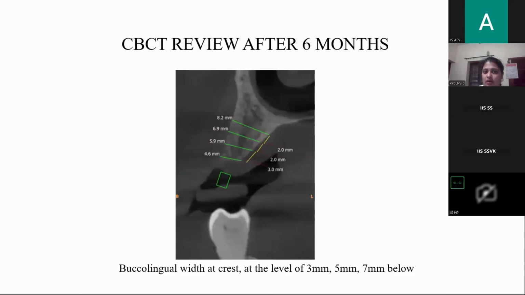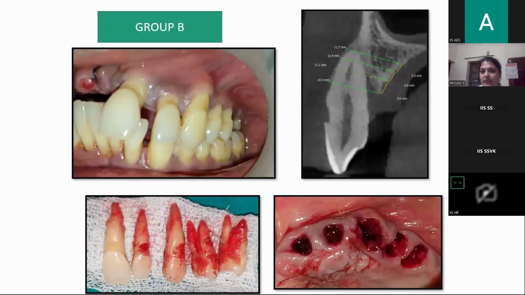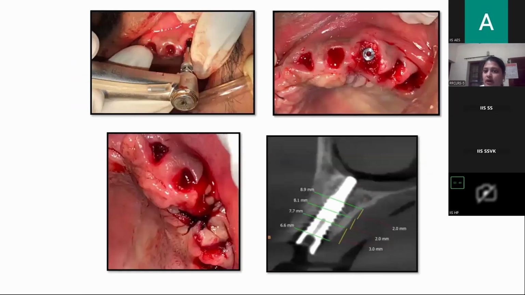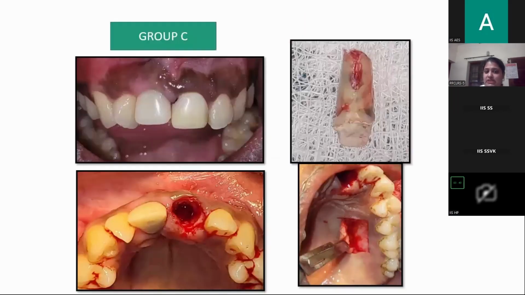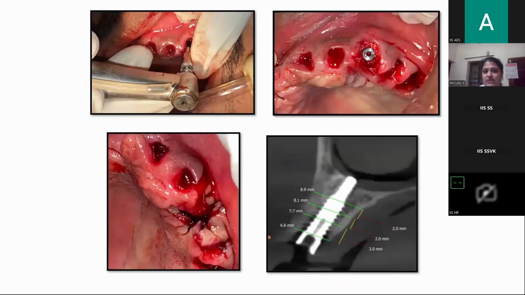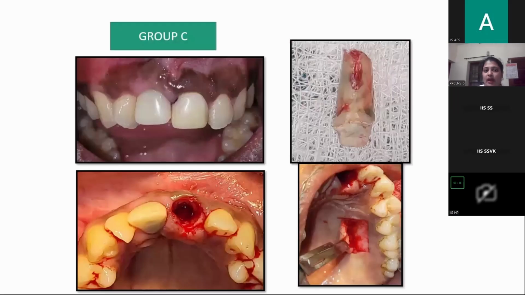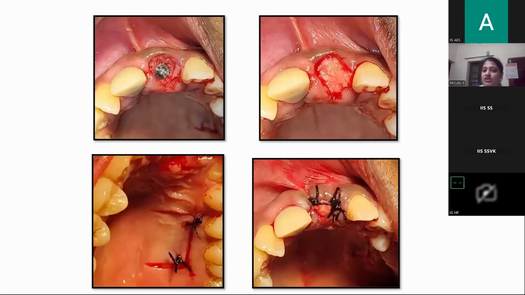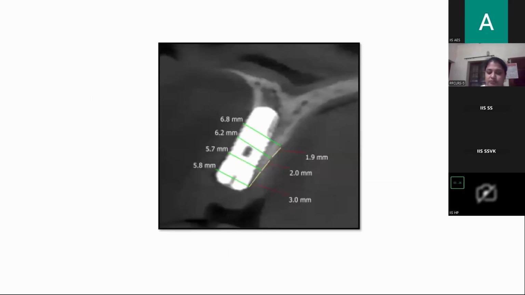This was the CBCT after 6 months for Group A, and this was for Group B, with pre-CBCT and clinical photographs, extracted sites, and one site placed with immediate implants, and this was the CBCT taken after 6 months. And this is Group C with immediate implant placement, and connective tissue graft was placed over the immediate implant because it was a flapless technique, and both areas were sutured. This was the post-CBCT afterwards.